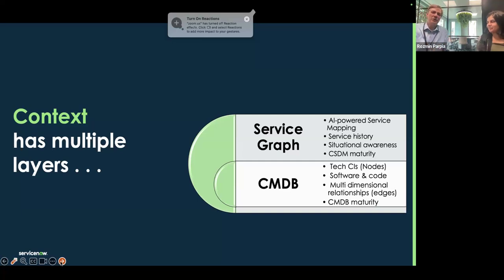Right. So Service Graph gives us that CSDM maturity, which covers the service providers, the ones that manage and maintain infrastructure, for example, and the consumers of that infrastructure, the group of employees that are using the apps on those servers and so forth. So that's a good consolidating and connecting of relationships between the stakeholders.